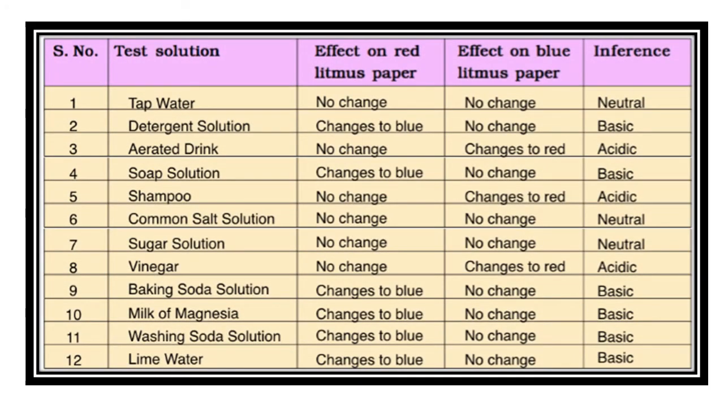So this is a chart, it's given in your chapter also. Different types of substances which are commonly available, like tap water, detergents, aerated drinks, soap solutions, shampoos, common salt, sugar, vinegar, baking soda, milk of magnesia, washing soda, lime water. All these things you can check using litmus paper, to see what the nature of these substances is, whether they are acidic, basic or neutral.